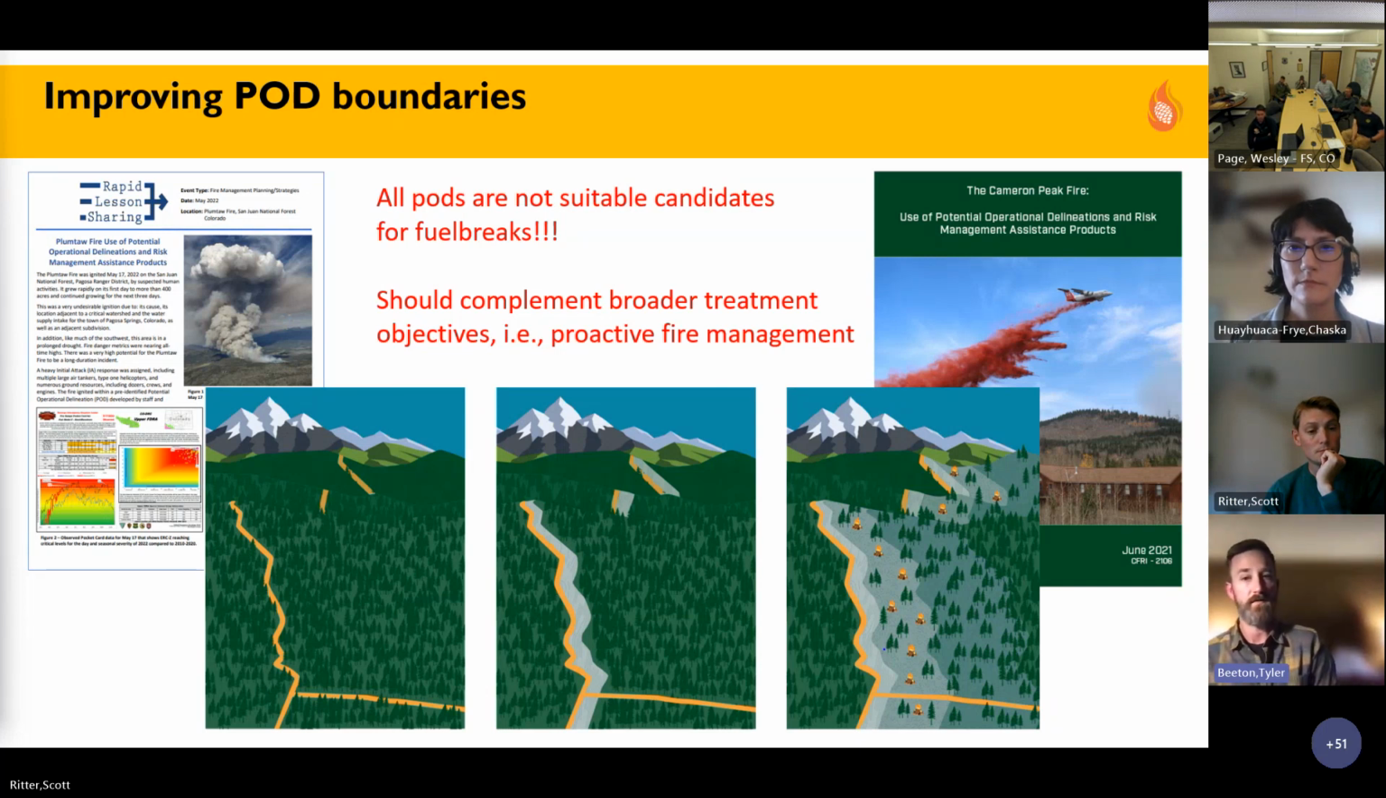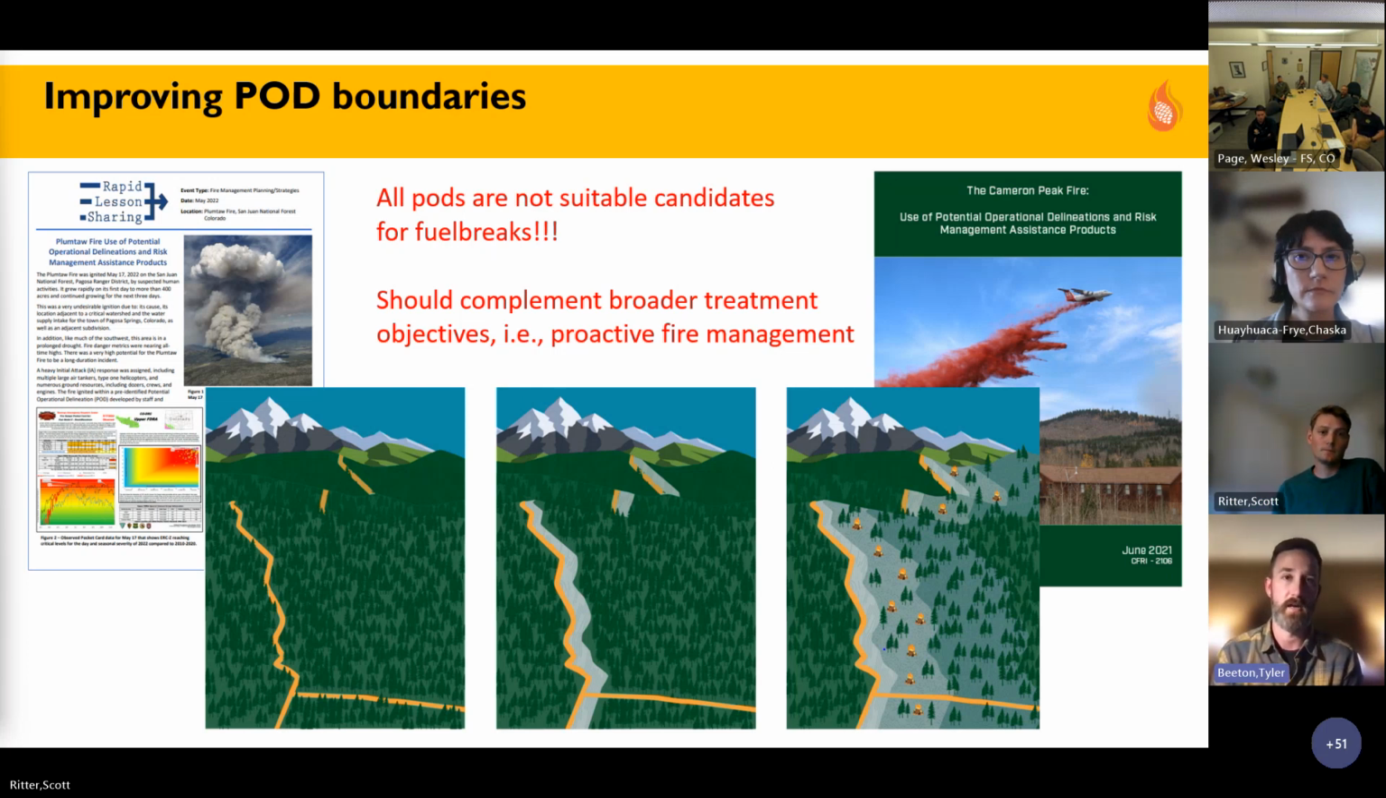In order to increase firefighter safety and effectiveness, reduce future fire risk and hopefully promote proactive fire management in the future, like prescribed fire, you might want to think about iteratively improving those lines and hardening those pod boundaries through mechanical and prescribed fire treatments, and hopefully linking those to some more broader landscape scale treatments. It's important to mention that not all pods are suitable candidates for fuel breaks. We shouldn't just be going out and treating all pod lines as fuel breaks, but where it makes sense strategically, where it's meant to protect or provide access and increase firefighter safety and effectiveness, and where we can intersect it with some larger landscape scale treatments, it's a nice approach and strategy for moving forward.